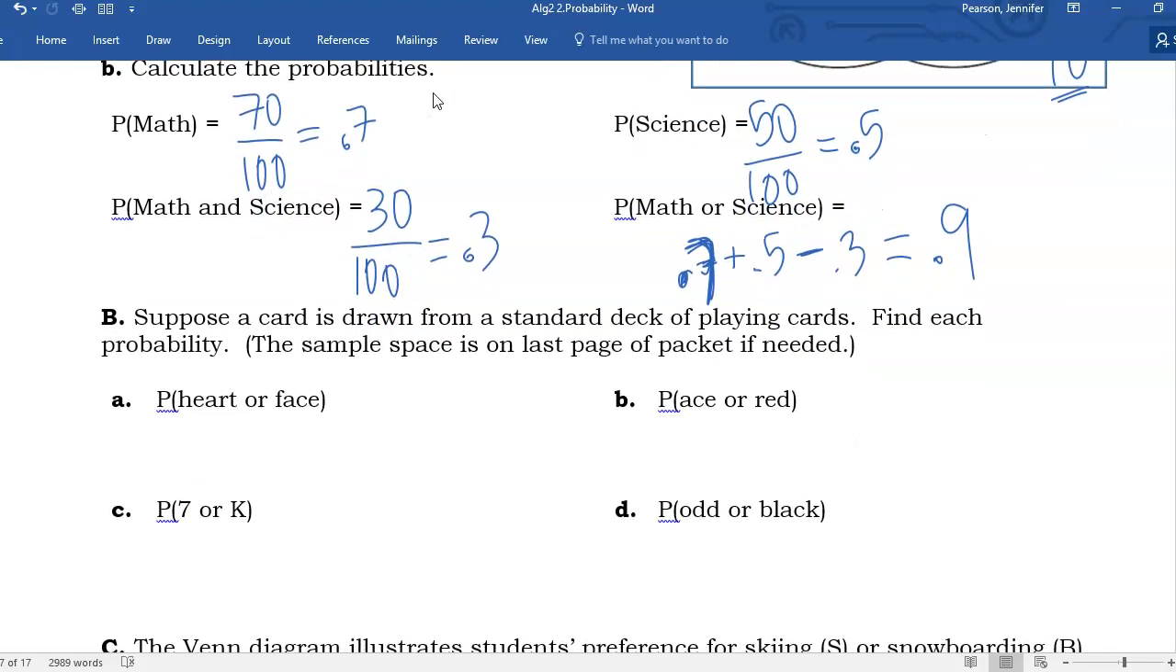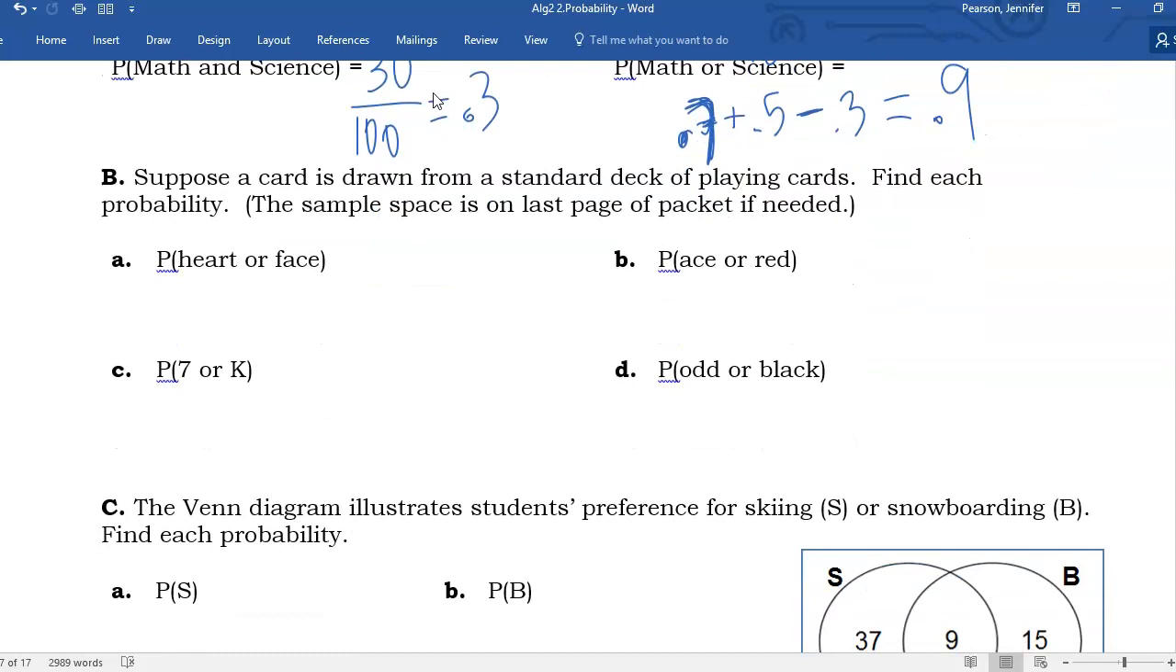Example B, suppose a card is drawn from a standard deck of playing cards. Find each probability. I think I want to put this on another page to make it easier. Okay, so I got my sample space on another page.